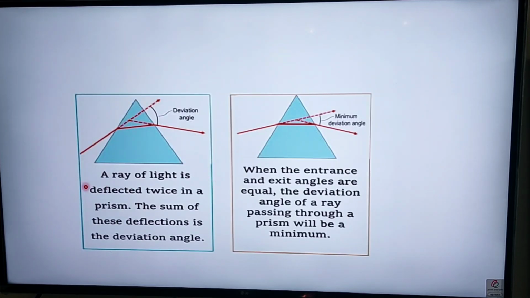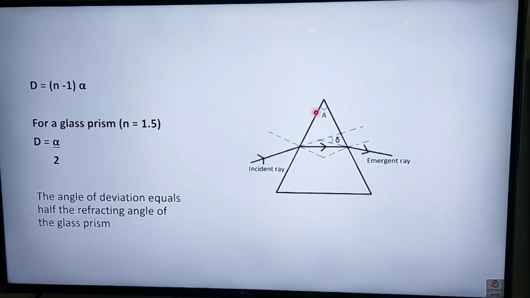If you look at this picture, when light passes through a prism, it is deflected twice, once while entering and the other time while emerging out. The sum of these two deflections is the angle of deviation. Now when your angle of incidence is equal to the angle of emergence, your refraction is symmetrical and you will have minimum angle of deviation. And this minimum angle of deviation is half that of your refracting angle.